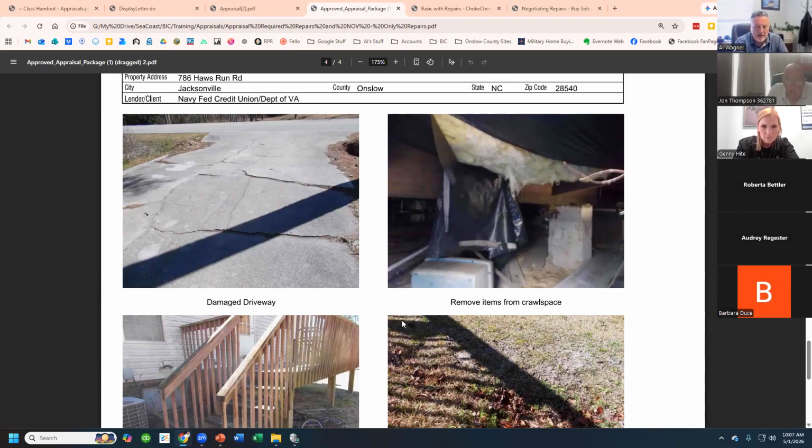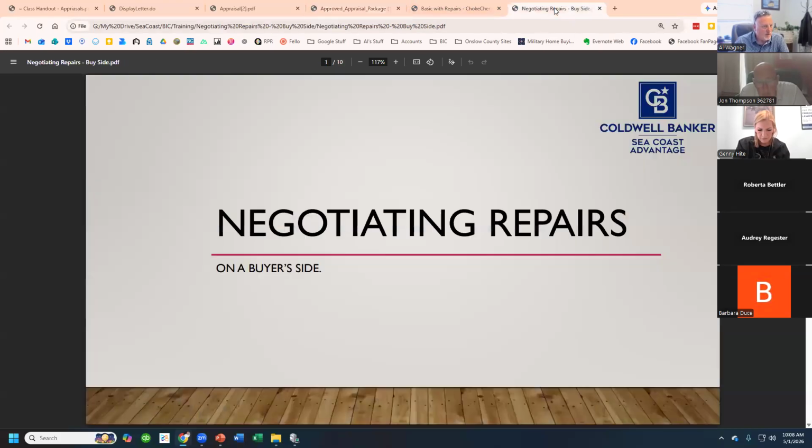I dropped all the handouts for this and repairs. We're getting ready to go into negotiating repairs on a buy side. All the handouts are in the chat for you if you want to download those. I will send that out in the email also. So let's get to negotiating repairs, since no one has questions on appraisals. Everybody good with appraisals? So you'll be good with the test after? I'm just kidding. Obviously, there's no test.